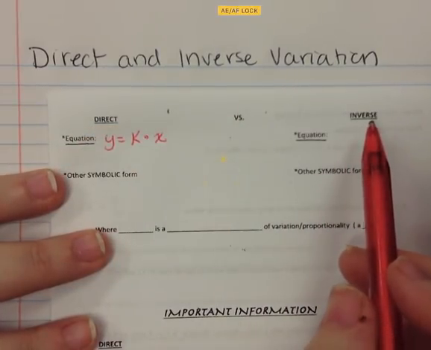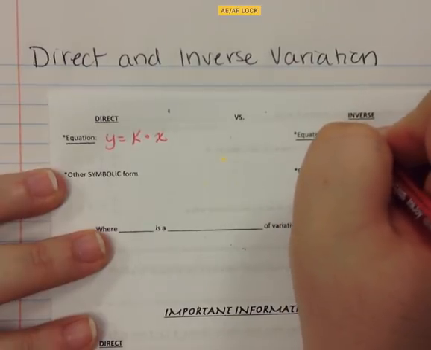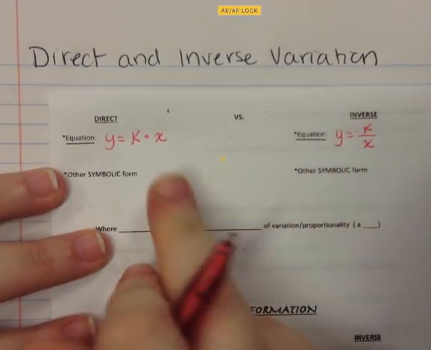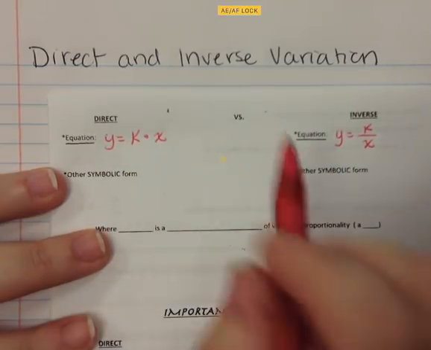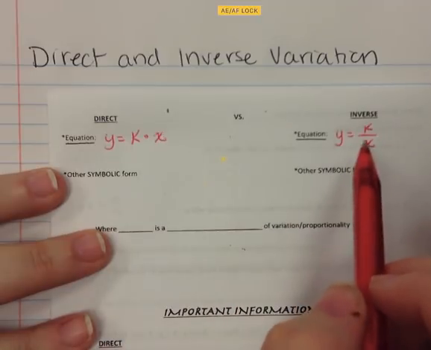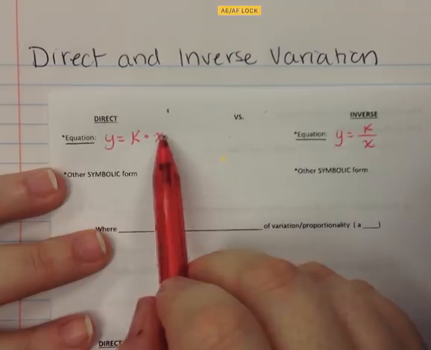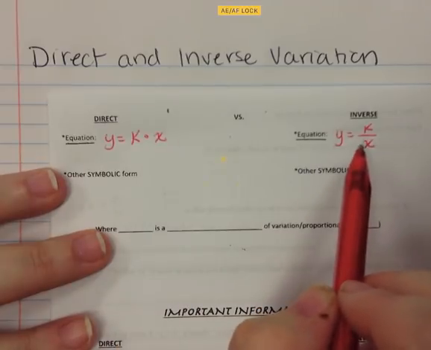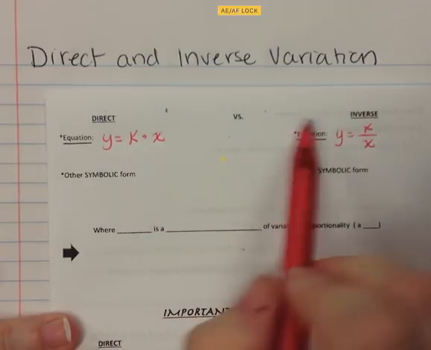Whereas inverse variation would be y equals k divided by x, because they're the inverse operation, so it's a multiplication and this one is division. Now what's important to notice is that the x, the variable, is being changed. Right now we're multiplying by the variable. On this one we're dividing by the variable. So that means that your k value, your number, will be on top.